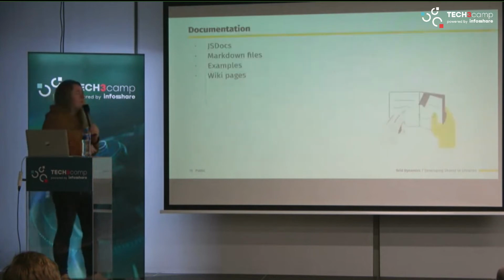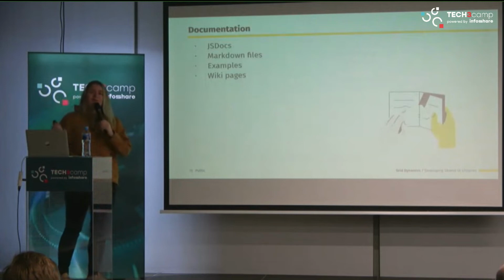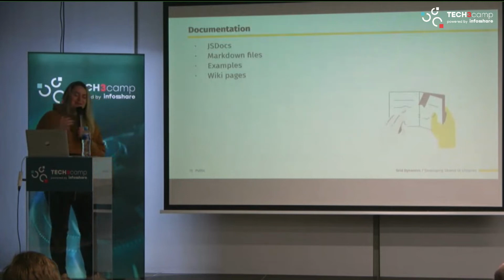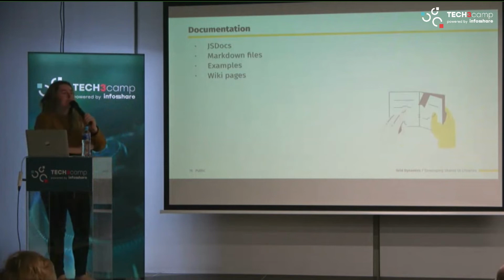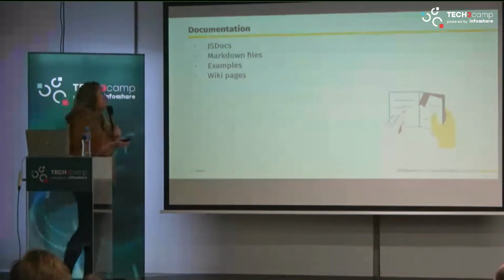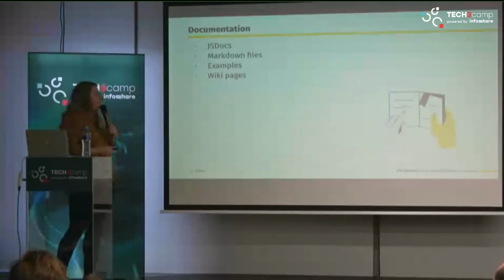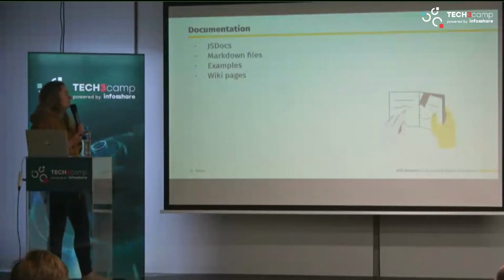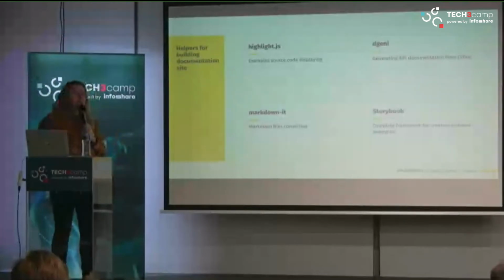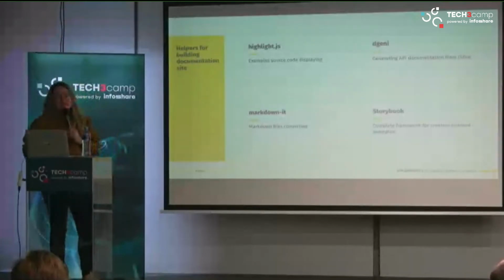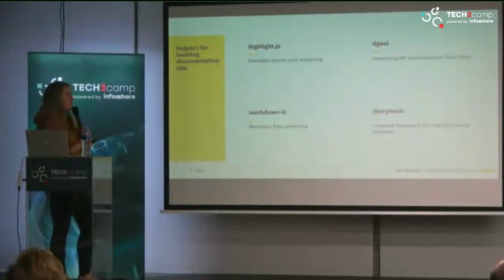And the next step is documentation. It is maybe the second most important after having your library in the best code quality. And here, having all sorts of documentation will benefit: JSDocs, markdown files, examples, wiki pages for migration guides, and so on, examples of usages. It would be great to have your documentation site, if it's needed, of course. And here, these libraries can help you.